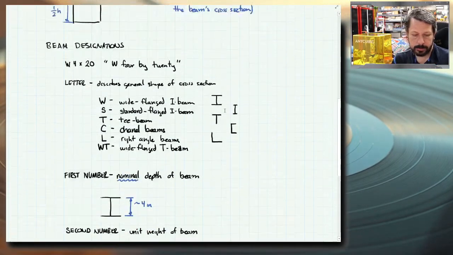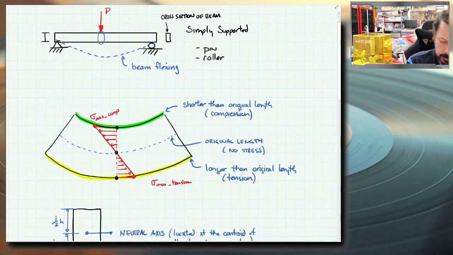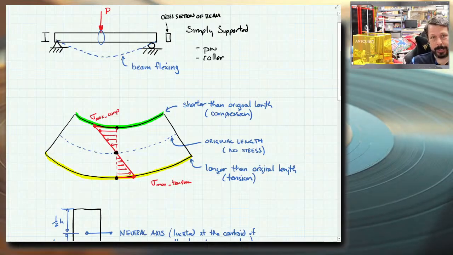Back up here, the neutral axis is right in the center. It's on this dotted blue line. And the stress varies from that point at being 0 to maximum compression on one side of the beam and maximum tension on the opposite side of the beam. And it varies linearly between those.